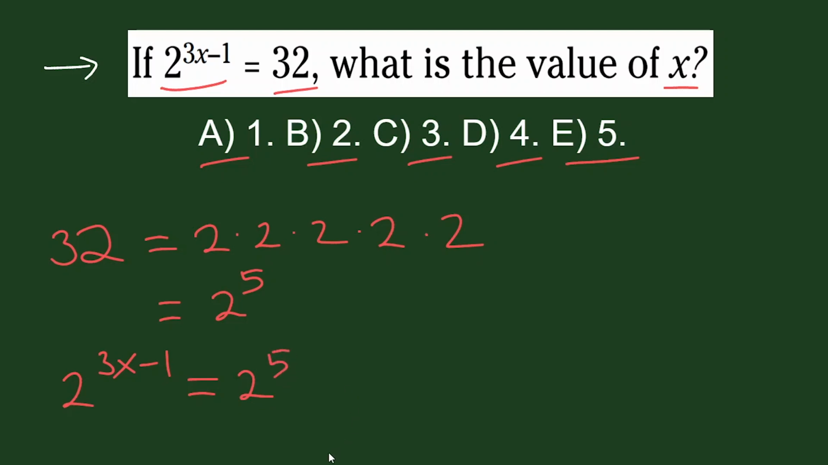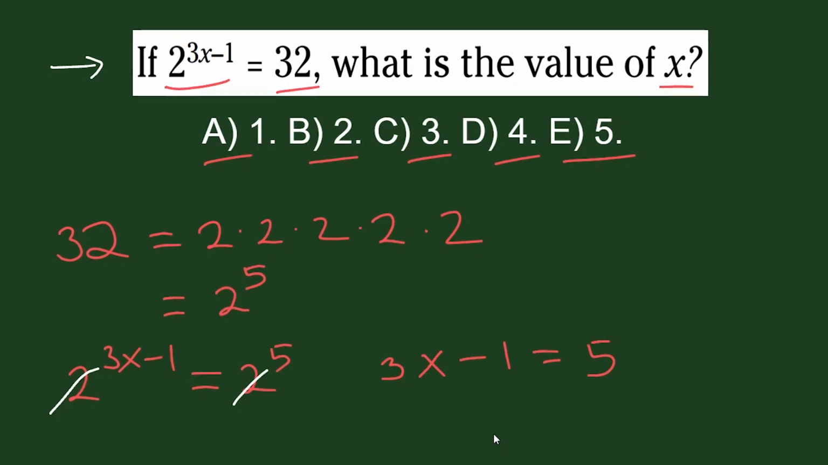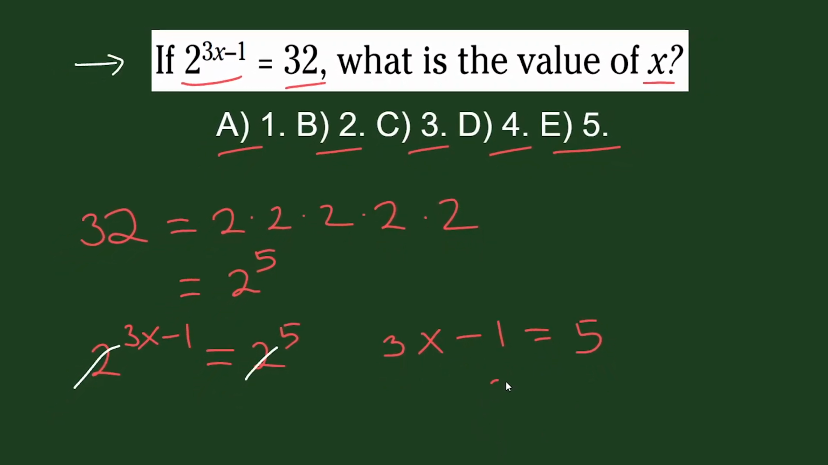Since the bases are now identical, their exponents must be equal too. So we can just drop the bases and set up a simple linear equation. 3x minus 1 equals 5. Now solve for x using basic algebra.